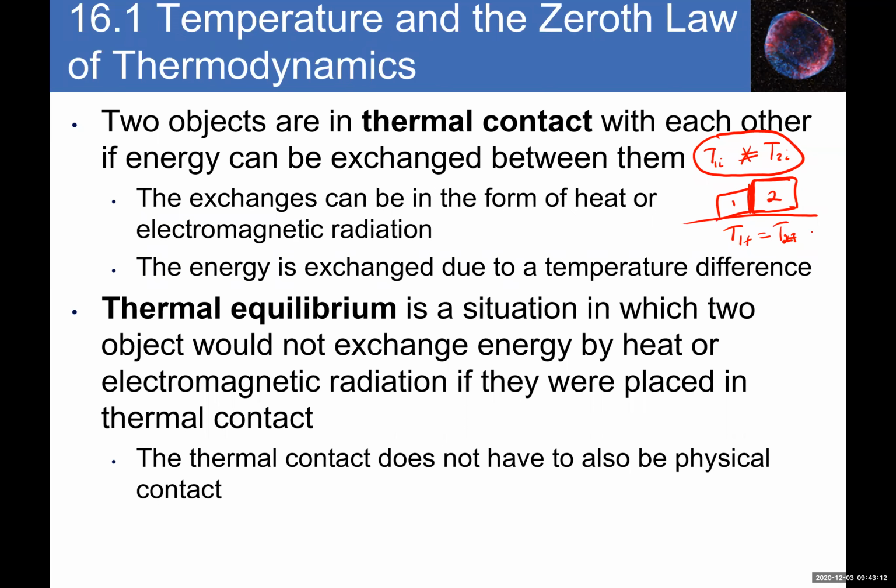Once they reach the same final temperature, then we can say the system that involves those two objects together is in thermal equilibrium. Thermal equilibrium means that there will no longer be any energy exchange. Energy exchange was due to the fact that they had different temperatures, but now, because of thermal equilibrium, they both have the same temperature, so there will be no energy exchange.